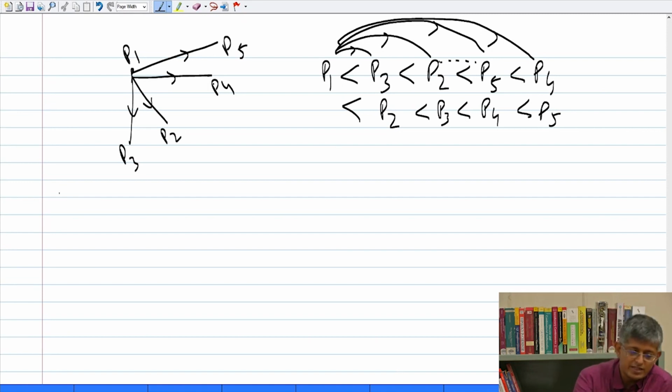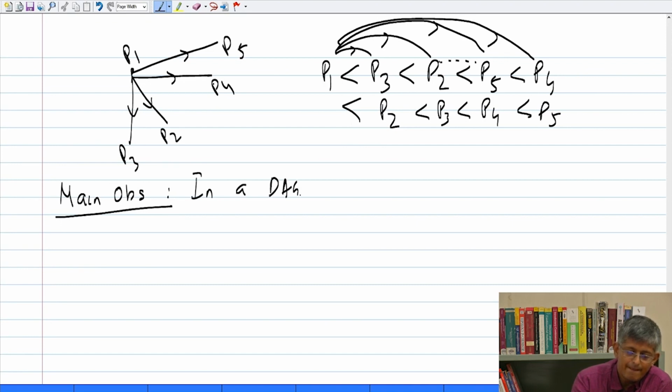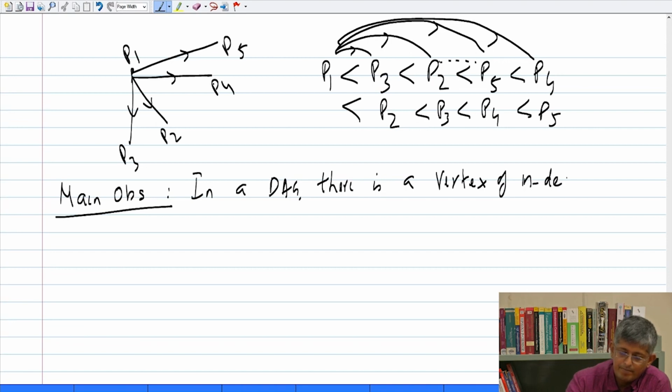Right? So main observation, in a DAG, so because it is directed, right, the graph has two types of degrees, in degree and out degree, edges, number of edges coming in and number of edges going out. Okay. Now let us just see this.